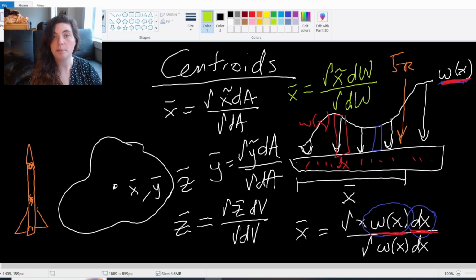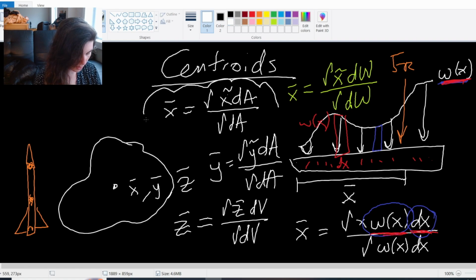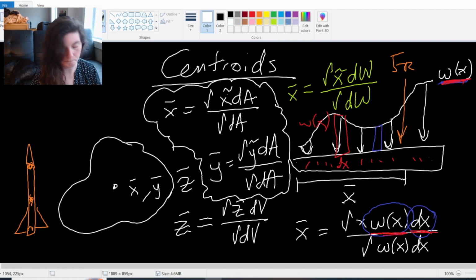So there are different applications we can use these equations, but our most general form is going to be these x and y dA integral equations. So let's break down in pictures kind of what that means and how we build that out.